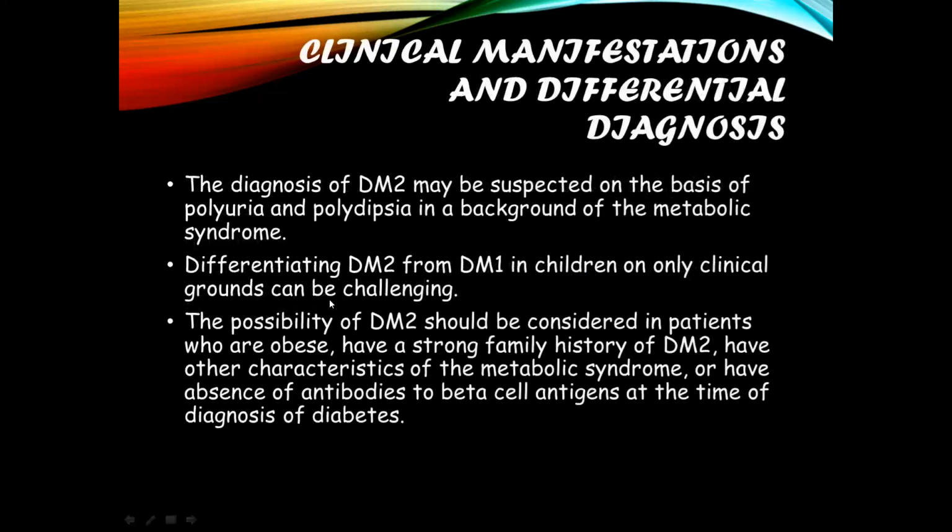So clinical manifestations. The diagnosis of type 2 diabetes may be suspected on the basis of polyuria, which is increased frequency of urination, and polydipsia, increased thirst, in a background of the metabolic syndrome. Differentiating type 2 diabetes from type 1 diabetes in children on only clinical grounds can be challenging. The possibility of type 2 diabetes should be considered in patients who are obese, have a strong family history of diabetes type 2, have other characteristics of the metabolic syndrome, or have absence of antibodies to beta cell antigens at the time of diagnosis of diabetes.